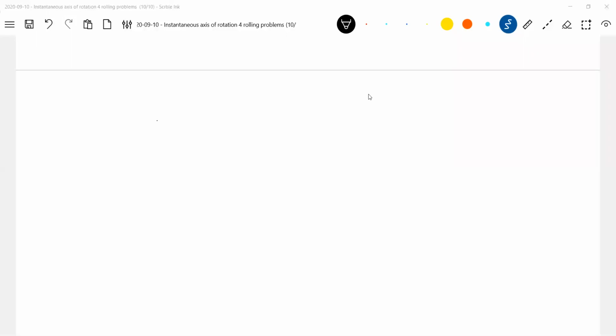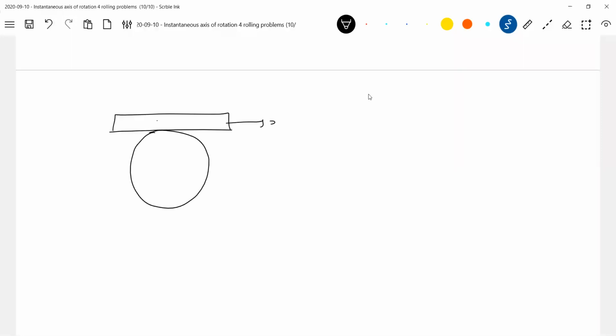You can do it. You can take that rotational motion about any point. This is 2v. Similar condition. So let me take a disk now.